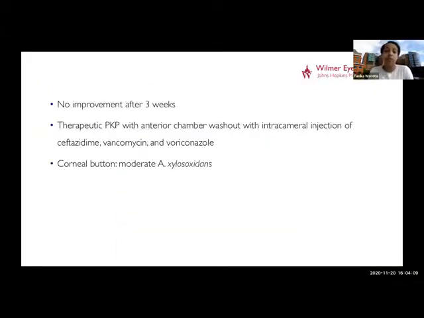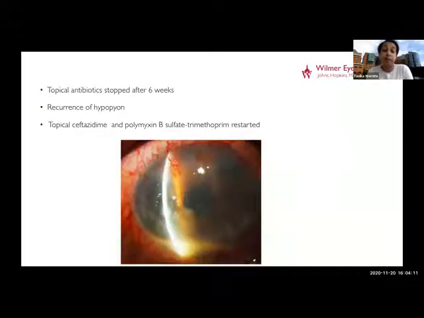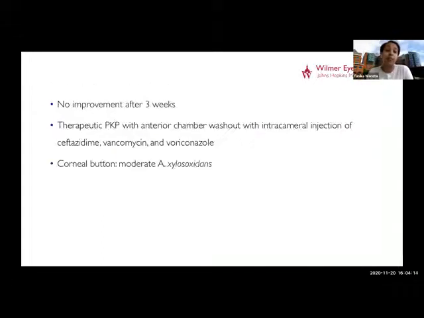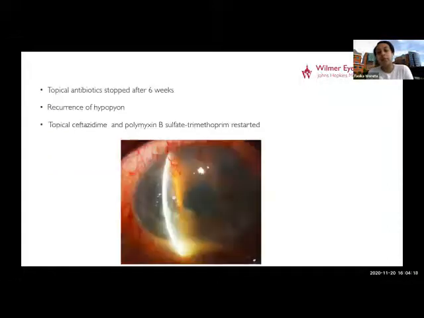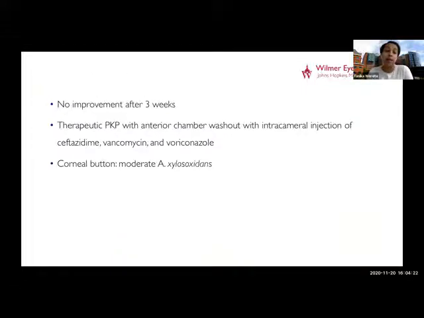unfortunately, I couldn't reculture him at that time, because at the office I was seeing him at, we didn't have the culture media. So we sort of empirically treated. At this point, I was also concerned for possibly fungal keratitis, so I did start voriconazole. And then after 3 weeks, the patient didn't do better.